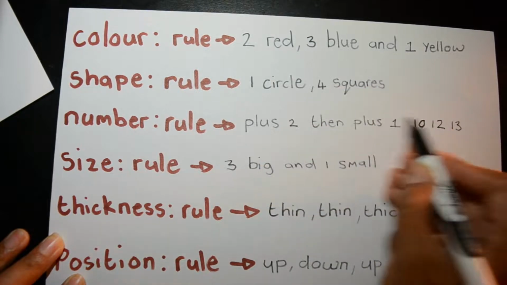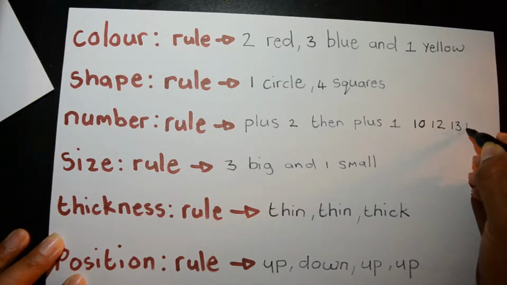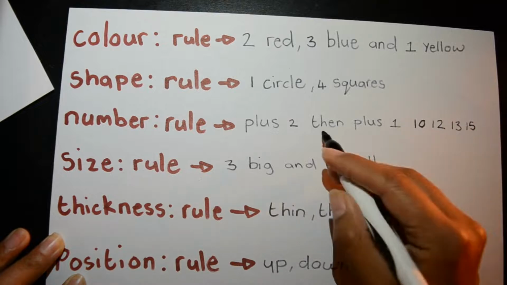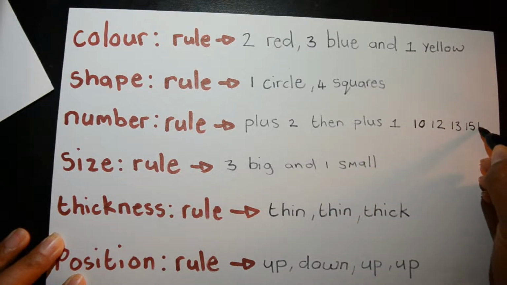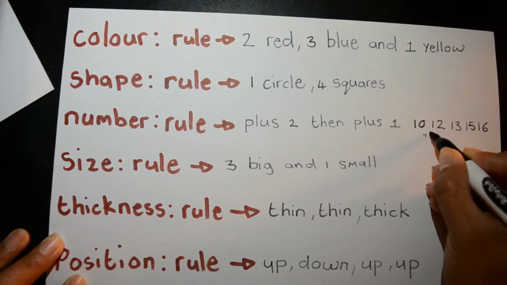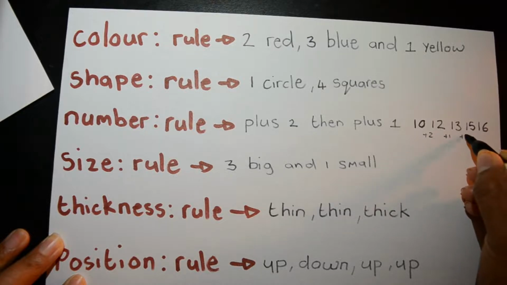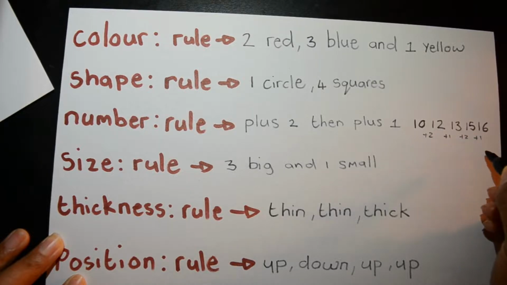So I stopped at 13, so I must say plus 2. 13 plus 2 is 15. Okay, and then I must plus 1, that's 16. So if I look at it like this, it's plus 2 here, and then plus 1. Then plus 2, and then plus 1. And here's my answers. Okay.